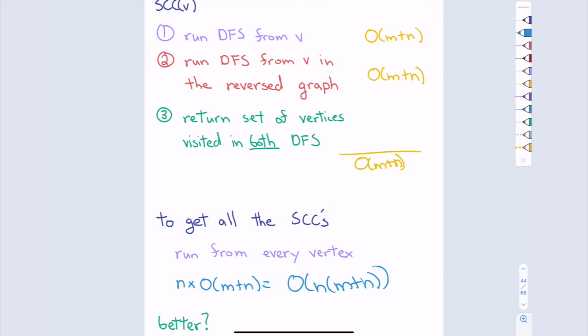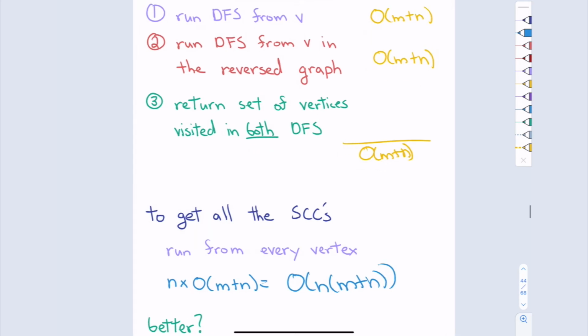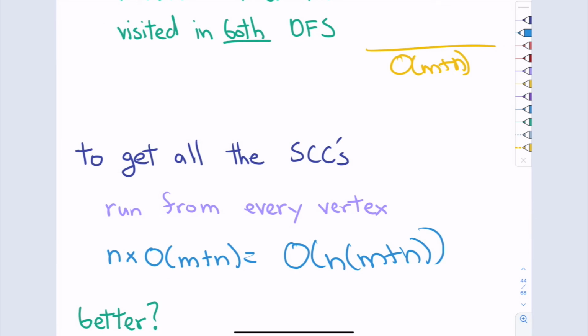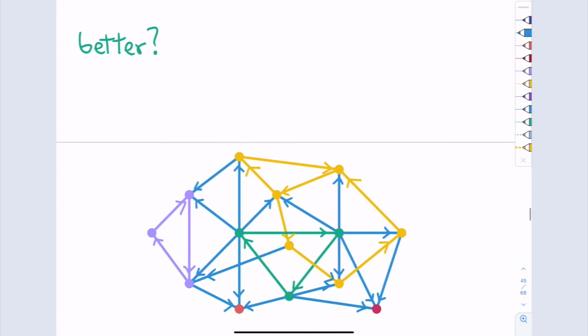Now we know it's probably not as hard as SAT or something because we can do it in polynomial time. But the question is, can we do better? All right. Let's see what's next.